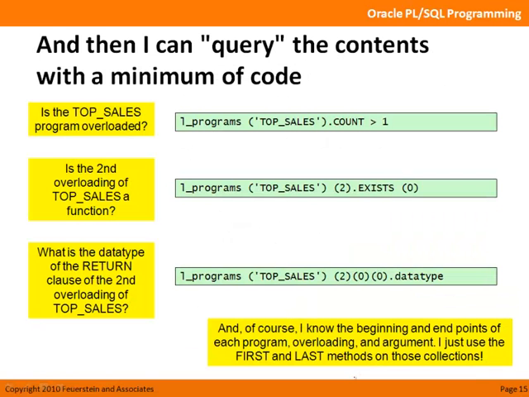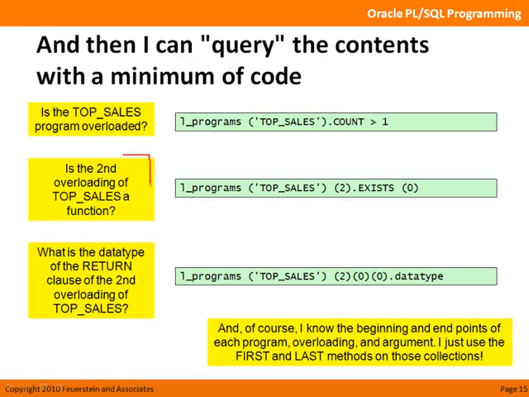And what was really wonderful about it is that once I went through the process of creating my 4-level nested collection, which was quite complicated, and I didn't get it right the first, second, or third time, and then once I wrote the code to populate the collection, getting information out or querying the contents of my collection was very, very simple. For example, is the top sales program overloaded? Well, go to the top sales location in my list of program names and find out how many overloadings I've got. So L programs is a 4-level nested collection. This particular named program brings me down to my second level of nesting. These are all the overloadings for this program. If I have more than one, my program is overloaded.